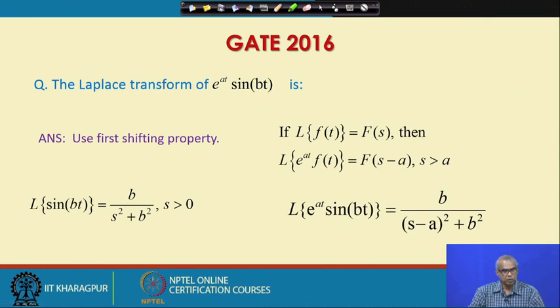So, the Laplace transformation of sin bt, we know, is b by s square plus b square. So, the Laplace transformation of e to the power at sin bt will become b by (s minus a) whole square plus b square. So, if you remember the first shifting property, you will be able to find out the Laplace transform of e to the power at sin bt very easily as shown.